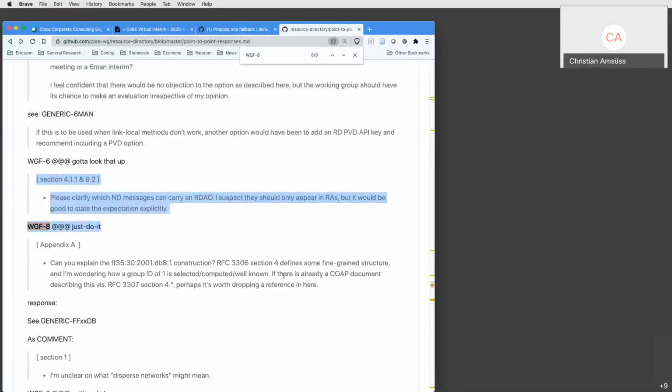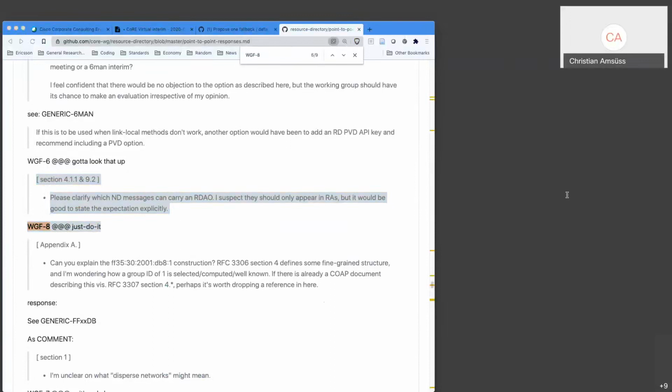I put this at this high level because I'm just not too familiar with all the 6LoWPAN and neighbor discovery things. Would it be okay to just update the text to say that the RDAO is always in router announcements? Because every commenter that came back to this seemed to think that it should be the way, but it's just not said anywhere.